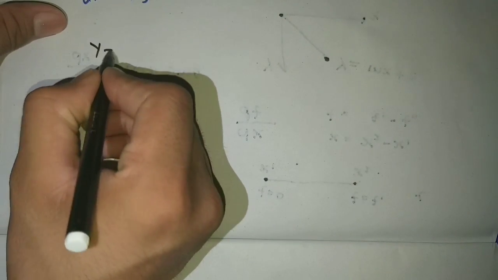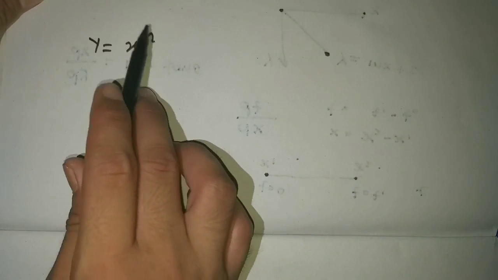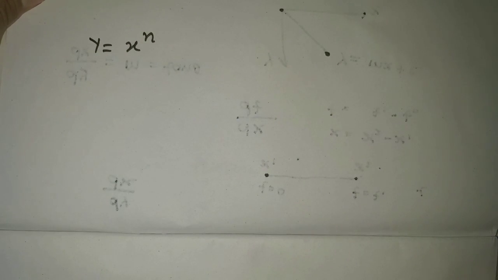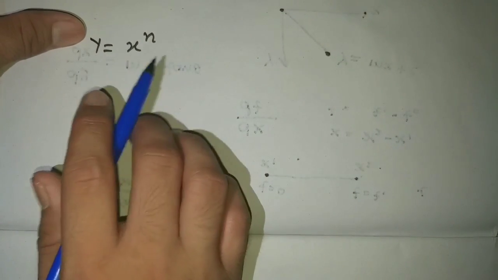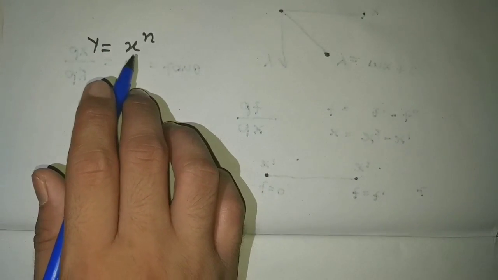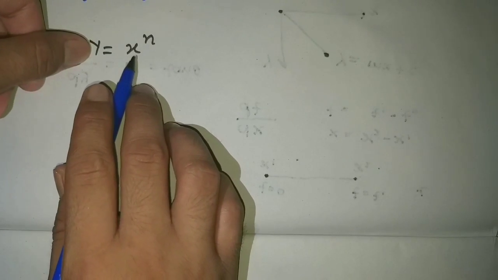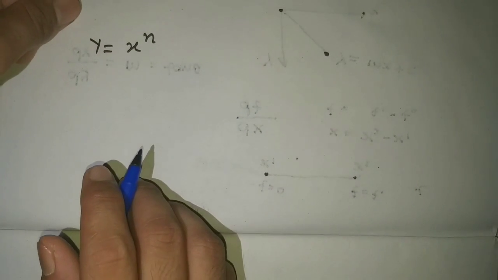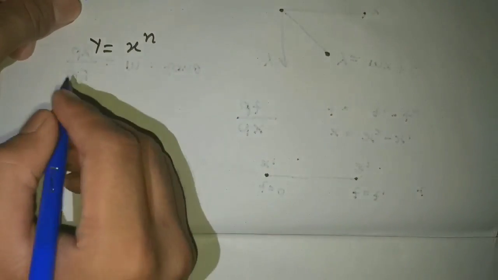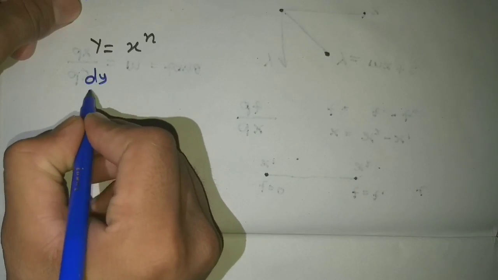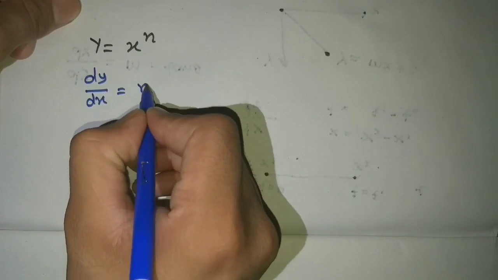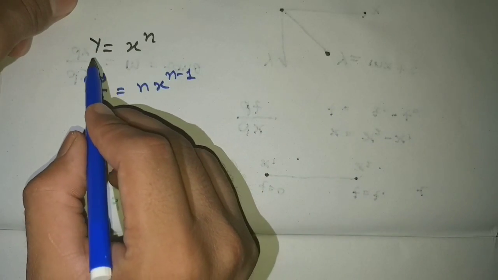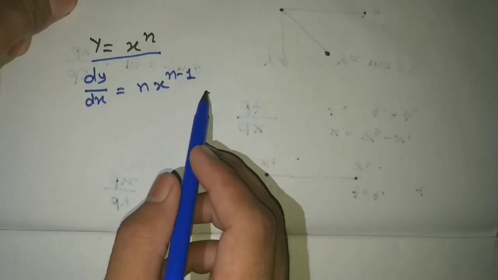Let's say I have an equation y is equal to x to the power n. If I have an equation of this type, y is a polynomial in x. If I have an equation which is a polynomial in x, then how do we differentiate it? If I say dy over dx, then it will be n x to the power n minus 1. If I have an equation of this kind, then the differentiation will be this.